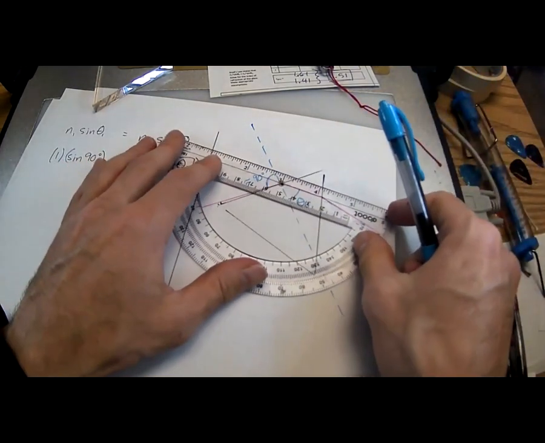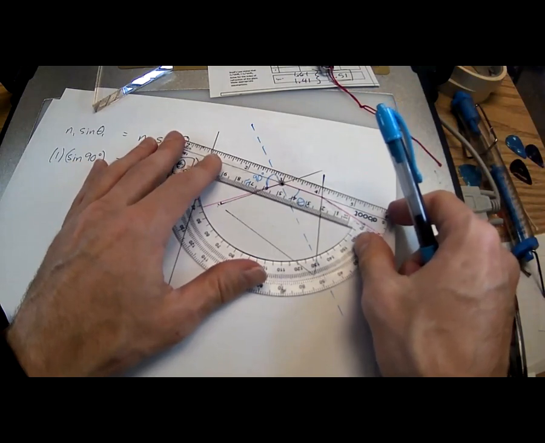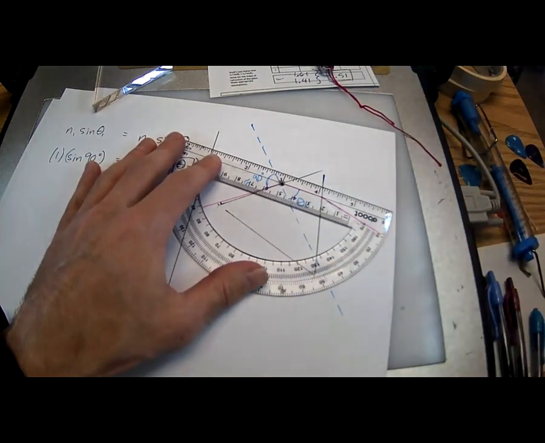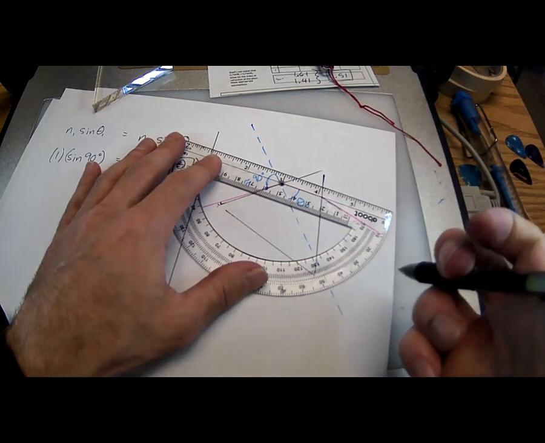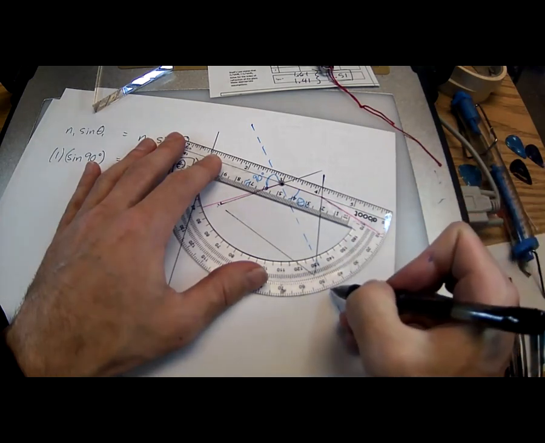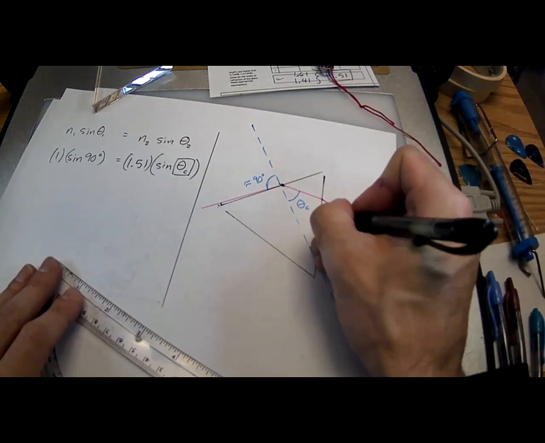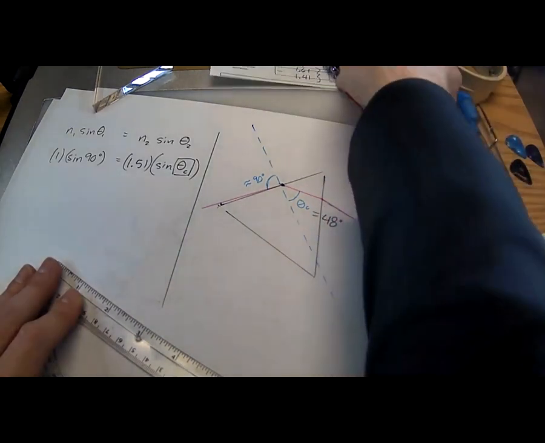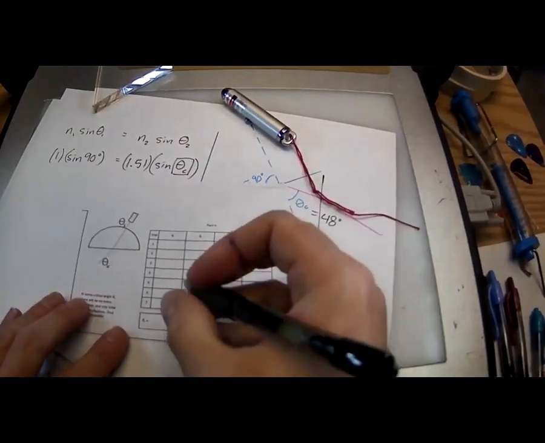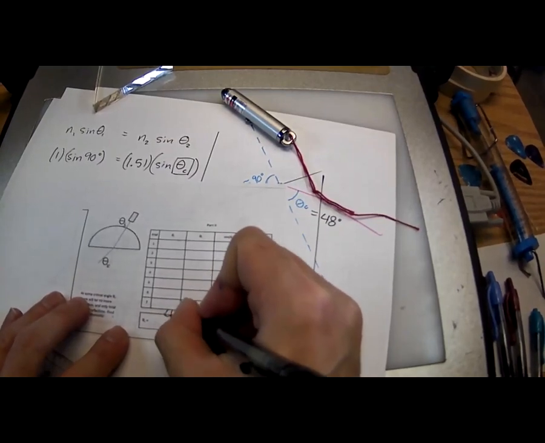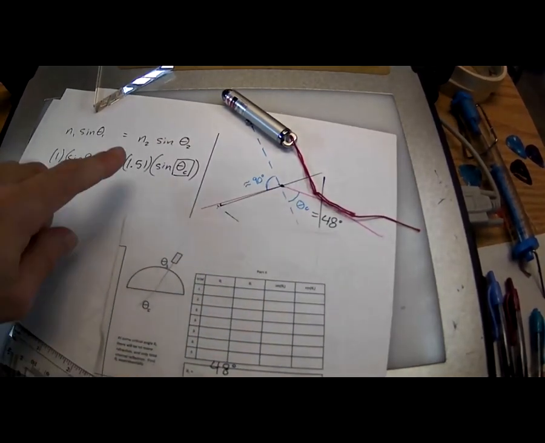Get a direct measurement. Okay, so here's the direct measurement of the critical angle. I'm looking at 48 degrees. This is 48 degrees. So one method of getting the critical angle, the direct measurement, was 48 degrees. But we're going to do this other method of calculation.